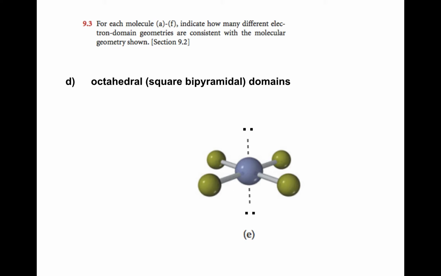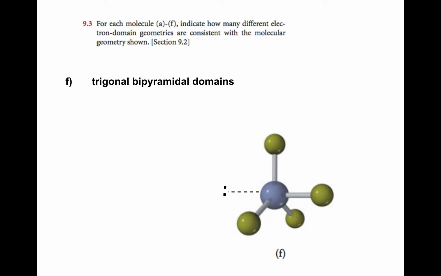Square planar is an example of octahedral geometry of all the electron domains, right? The lone pairs driving the bonded pairs 90 degrees to each other. All right, with F, we have four bonded pairs and one lone pair, and we have a trigonal bipyramidal geometry of all the electron pairs.